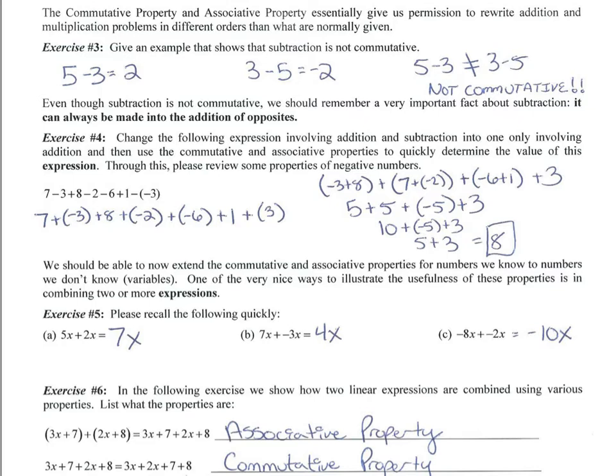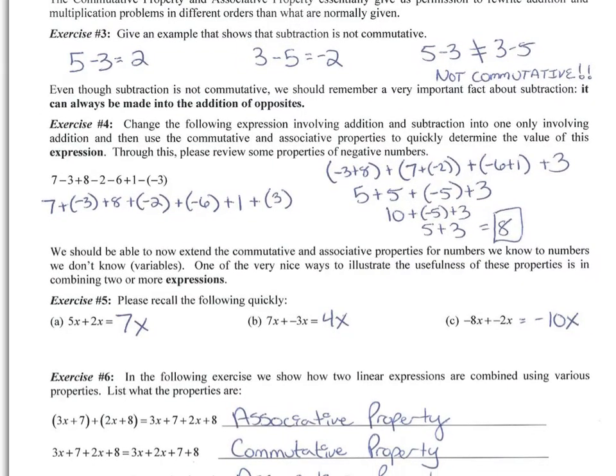One of the very nice ways to illustrate the usefulness of these properties is in combining two or more expressions. Please recall the following quickly. This is just a little review very quickly. 5x plus 2x is equal to 7x. 7x plus negative 3x is equal to 4x. Negative 8x plus negative 2x is equal to negative 10x.